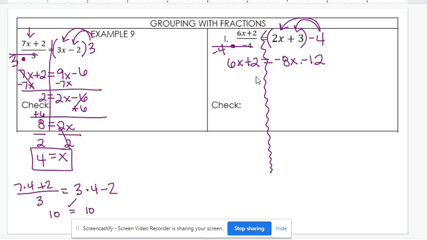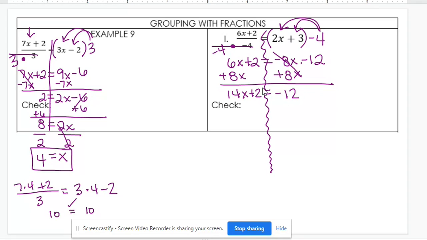Now, do I have any like terms to combine? No. But I do have variables on both sides, so I want to move the smaller one. So I have 6x and negative 8x, which is smaller. Negative 8x is smaller. So I'm going to add 8x to both sides. 6x plus 8x is 14x. Bring down my plus 2. Negative 8x plus 8x cancels, gives me negative 12 to bring down.